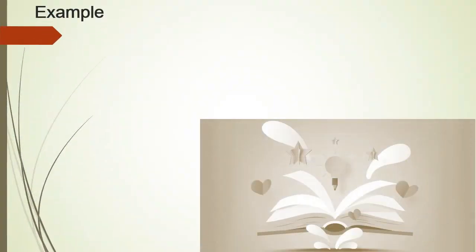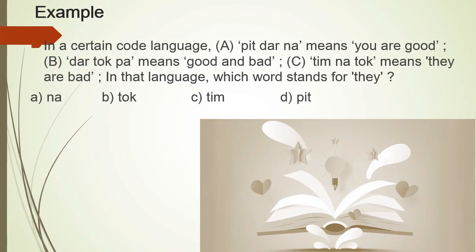Let us see an example for coding and decoding. In a certain code language, A. Pitdarna means you are good. B. Tak Tokpa means good and bad. C. Tim Na Tok means they are bad. In that language, which word stands for they? The options are A. Na, B. Tok, C. Tim, D. Pit. We shall guess the answer. So the answer for this is option C. Tim.